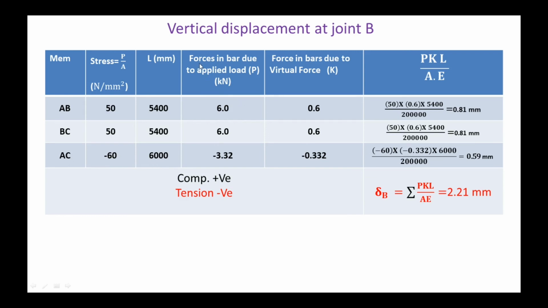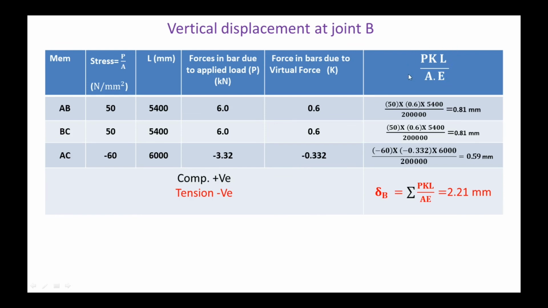The force in the bar due to the applied load is not needed in the calculations here; we take only the stress. Now important is K, the force in the bar due to the virtual force. Member AB is 0.6, member BC is 0.6, and member AC is minus 0.332.